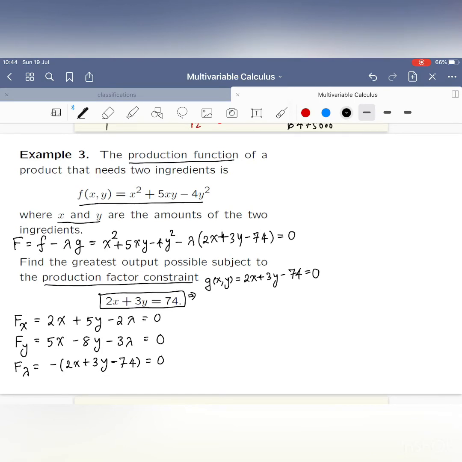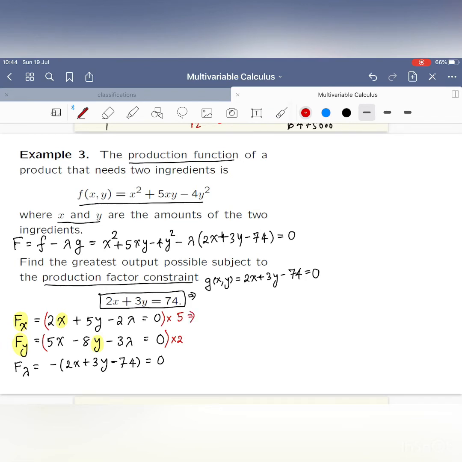So don't forget that the main idea is to find your x and y, okay, but in order to get your x and y, you may need to look at these two equations first. The first one has 2x, and the second one has 5x. So you may need to multiply this one by 5, and this one by 2.